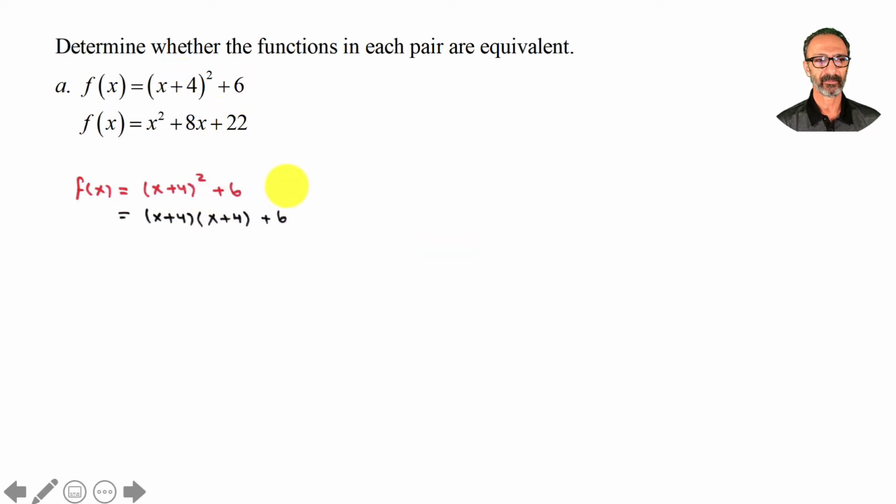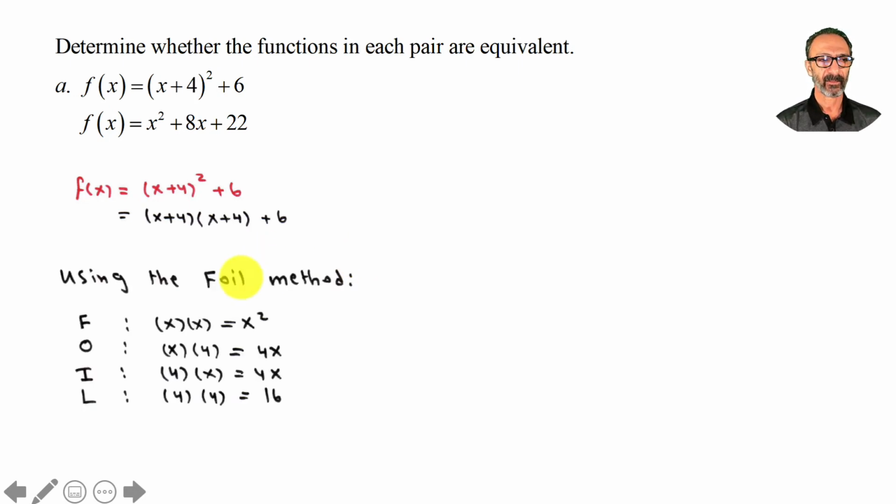Here's the first one. To multiply this by itself, I could use different methods. I could use distributive. I could use the FOIL method. I could use the box idea. Let's use the FOIL method for now. Using the FOIL, F for the front, O for out, I for in, and L for last. Look at the fronts. The front times the front, x times x, which is x to the second. Out, x times 4, that's the outer ones, which is 4x.